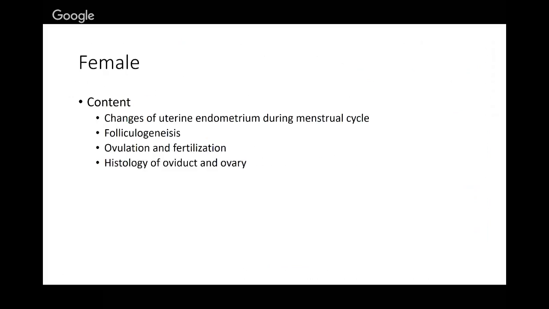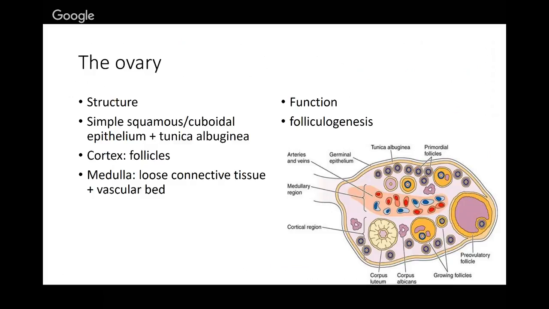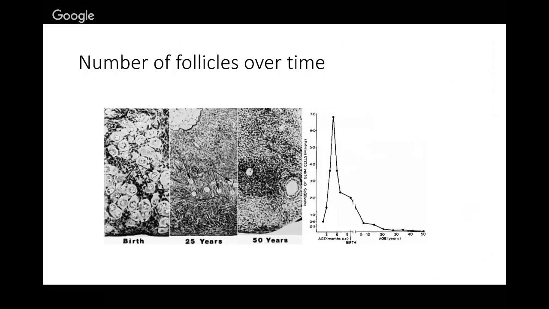Okay. All right. So in terms of female, we have a couple of structures. So the ovary. The ovary, this is a typical one, so it's lined by simple squamous epithelium as well as the tunica albuginea from peritoneum. And inside, in the cortex, you have a lot of follicles, and in the medulla, you have a lot of loose connective tissue as well as some vessels. So, yeah, be mindful of the number of follicles over time, so you always decrease.